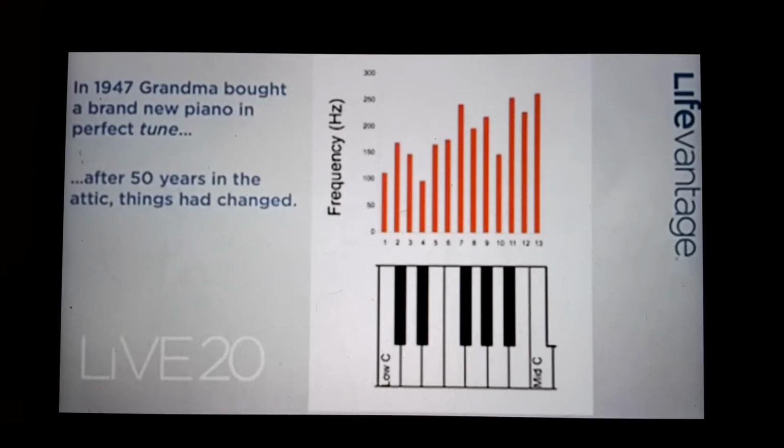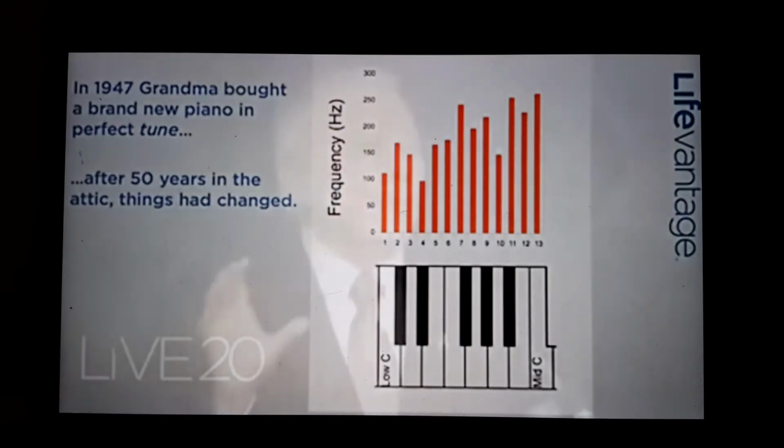And maybe the grandchildren discover it, bring it down, dust it off, and check it out. Well, after 50 years in the attic, things had changed. And if you hit those 13 keys now, you'll find that they're not on the precise frequency. The piano is out of tune and needs to be brought back into tune. It needs to be tuned up by a guy who knows what he's doing. He will bring tuning forks. He will listen very carefully, adjust each of those keys until it's back where it should be.